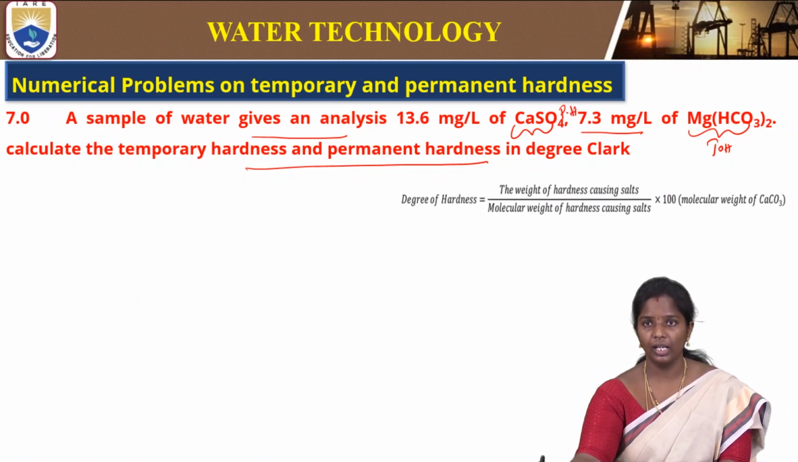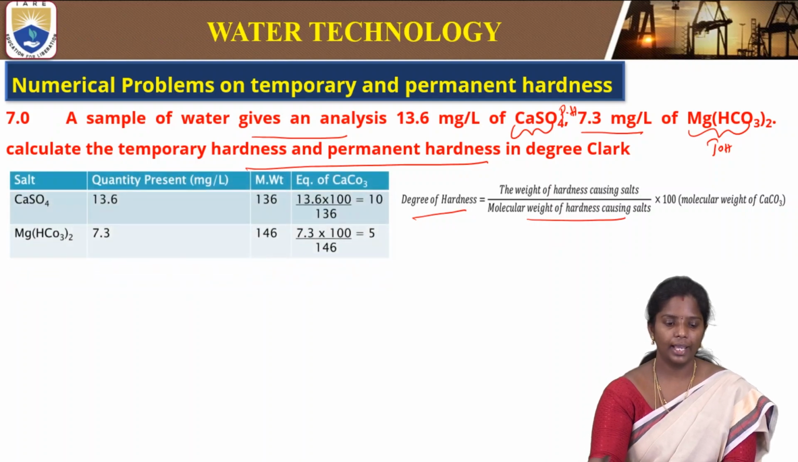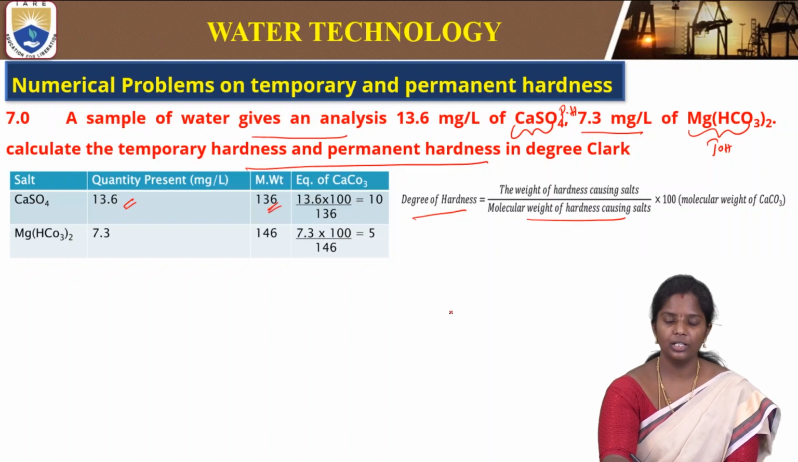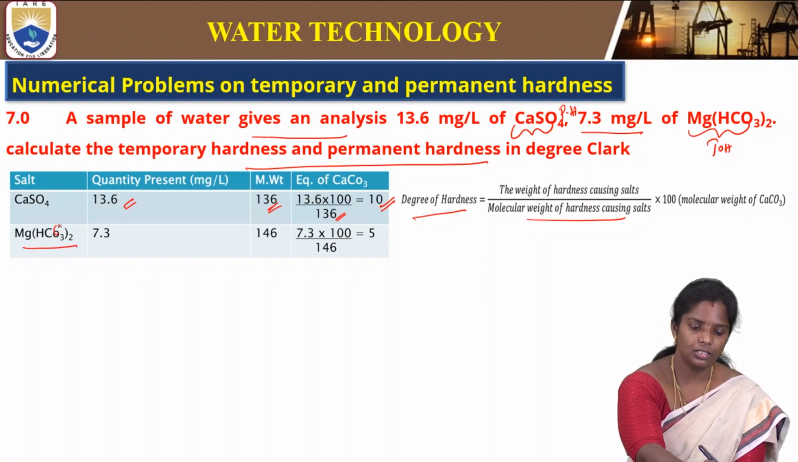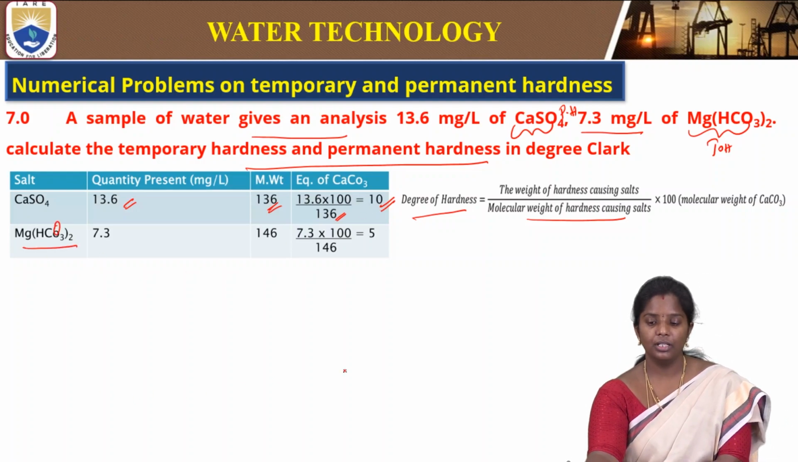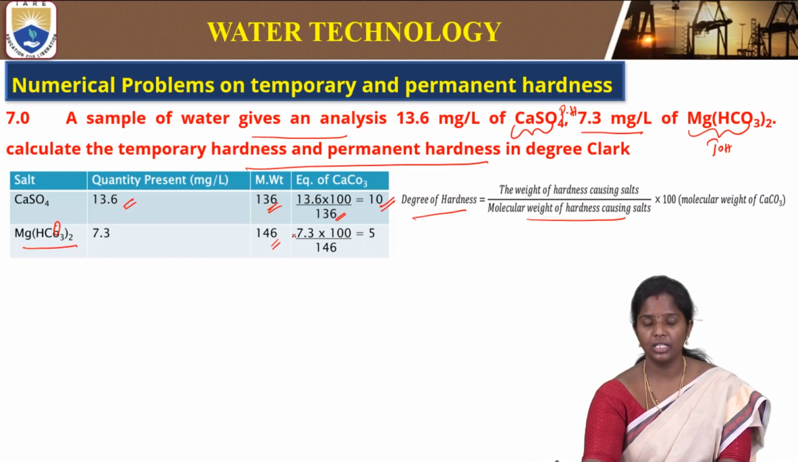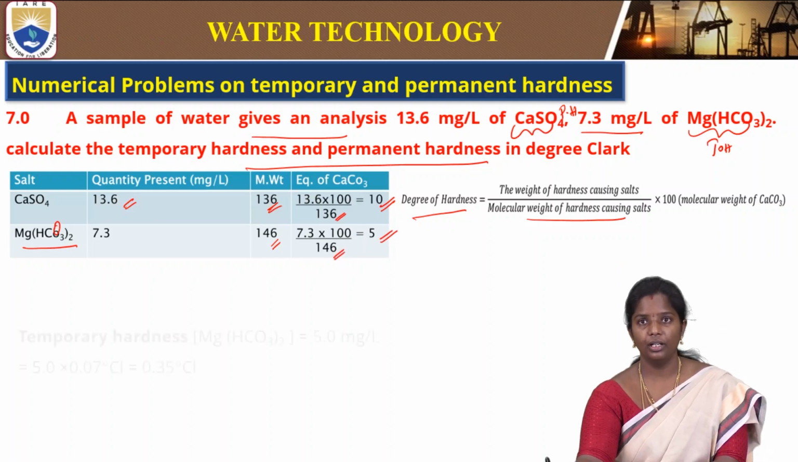So we use the formula again: degree of hardness is equal to weight of hardness causing salt by molecular weight of hardness causing salt into 100. Calcium sulfate is 13.6 here, and the molecular weight is 136. So 13.6 into 100 by 136, we get 10. And for the bicarbonate, it's 7.3 mg per liter. So 146 is the molecular weight. 7.3 into 100 by 146 is 5 mg per liter.